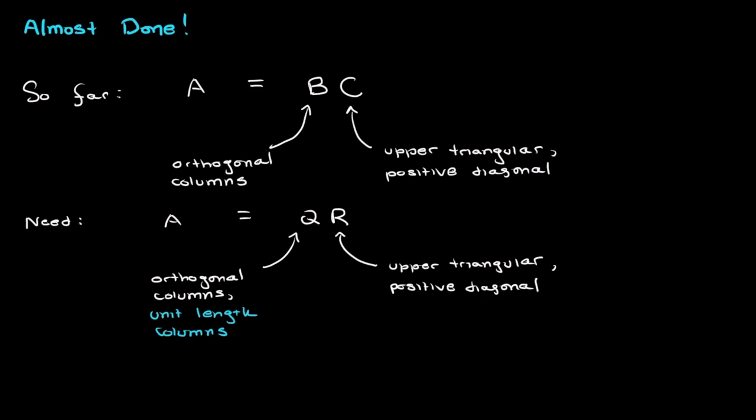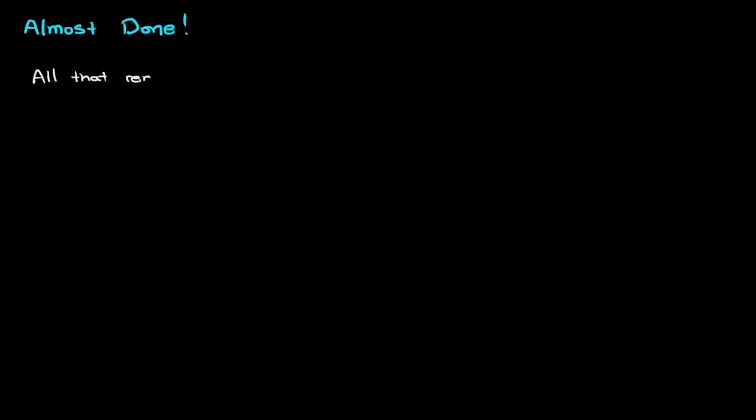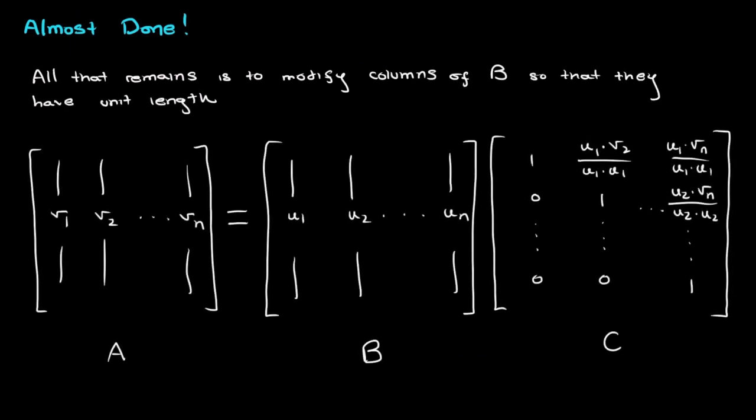So we're not quite finished yet because the matrix B does not necessarily have unit length columns. To address this, we'll modify the columns of B to have unit length. So here's our matrix decomposition, A equals B times C. So we're going to update the columns of B to all be divided by their respective magnitudes. And I'm now going to call this new matrix Q.